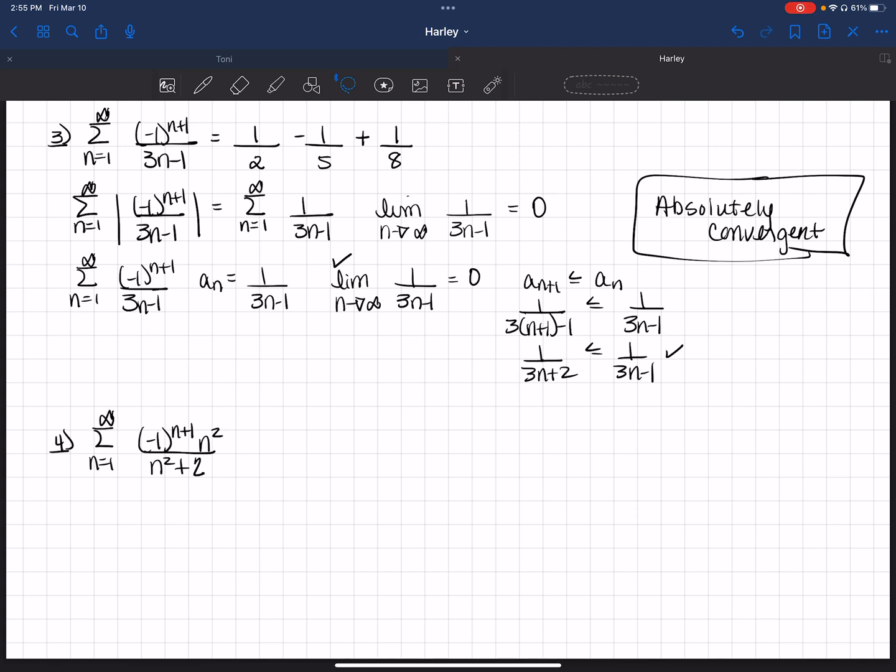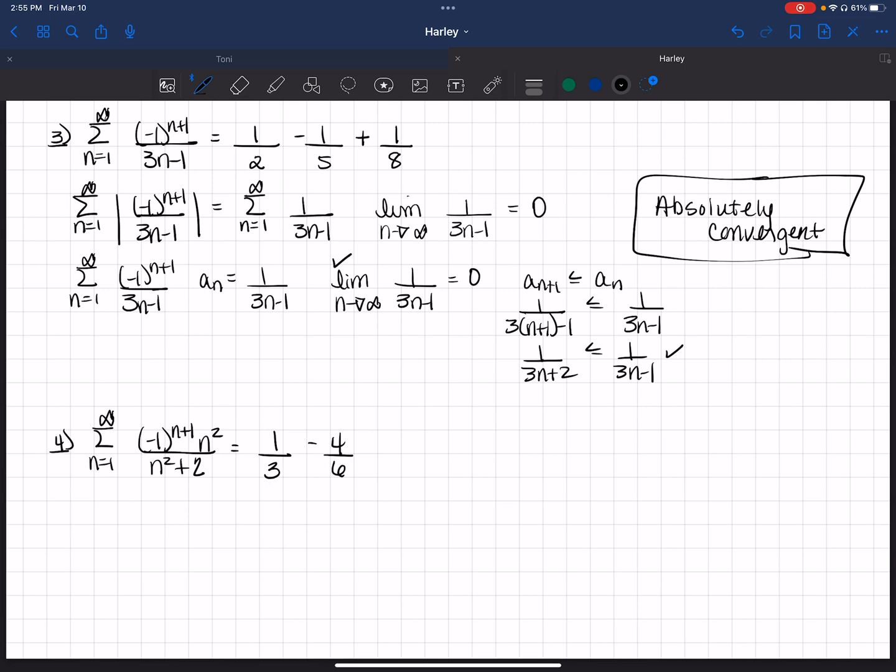I have the summation of n equals 1 to infinity of negative 1 to the n plus 1 times n squared all over n squared plus 2. So I'm going to start off with that absolute convergence again. We're going to test that absolute value there. If I put in 1, that's going to give me a positive 1 on top over 3. If I put in 2, that will give me a negative 4, because 2 squared is 4. That gives me a negative 1 over 6. And you'll see that's going to alternate.